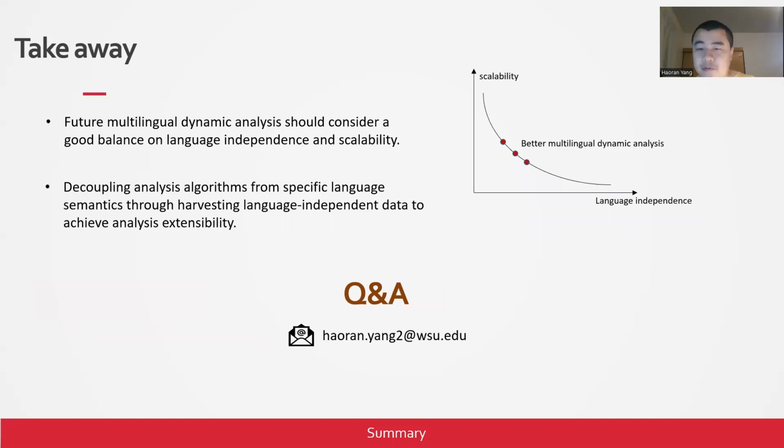In summary, first, future multilingual dynamic analysis should make a better trade-off between language independence and scalability. Second, analysis extensibility can be achieved by decoupling analysis algorithms from specific language semantics, minimizing language-specific analysis and collecting language-independent data.